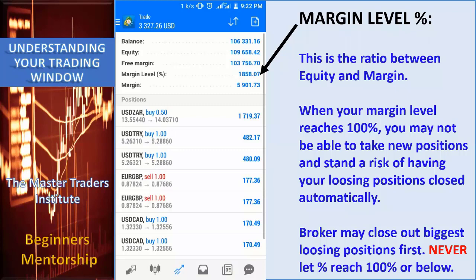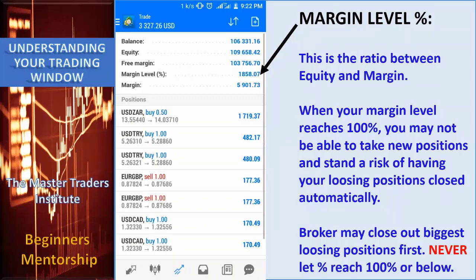So this margin level percentage you are looking at right now, if it gets anything below 100%, I can no longer open trade on this account. What it means is that I either need to close some open positions or I wait for them to hit take profit before I open another position. So whatever you do, do not ever let your margin level percentage get below 100%.